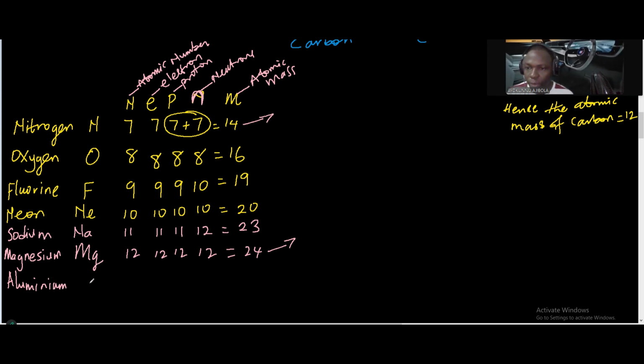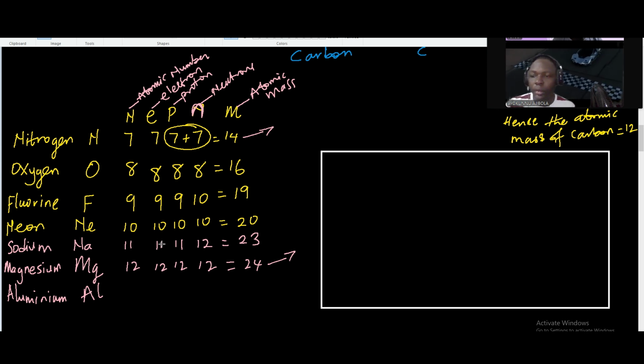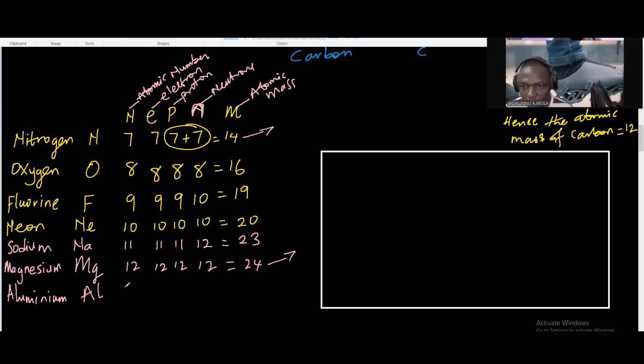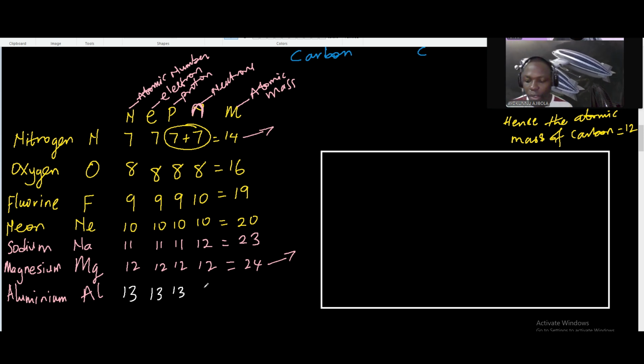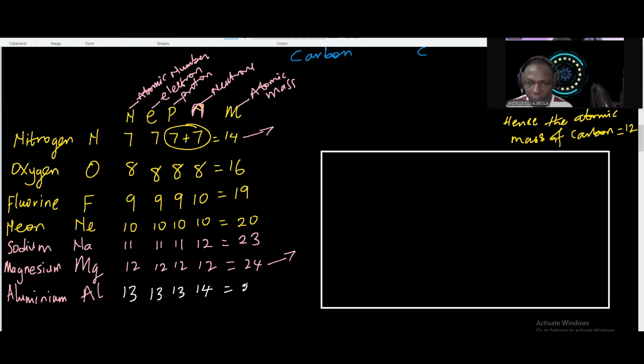Aluminium, so Al. For aluminium, represented with Al, it's number 13. Okay, is that clear? So number 13, it has 13 electrons, 13 protons. And in aluminium, the number of neutrons is 14. That accounts for 27.